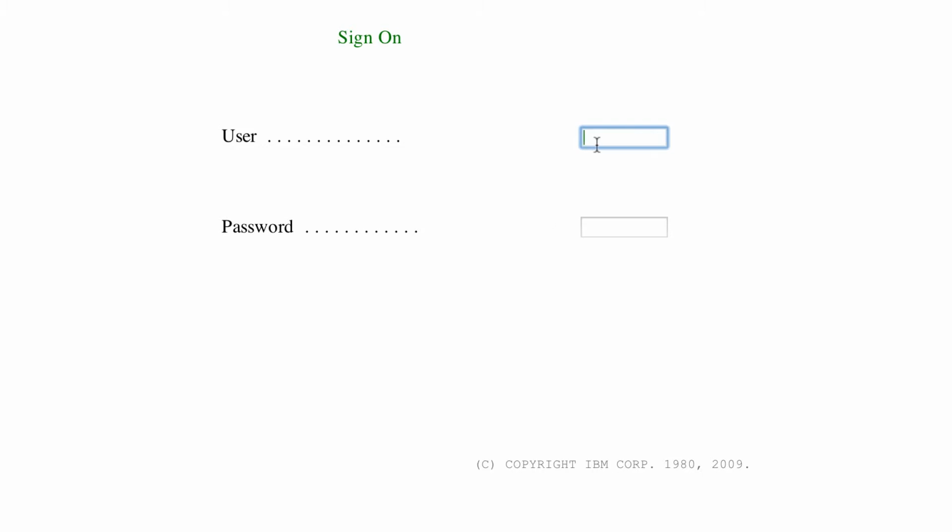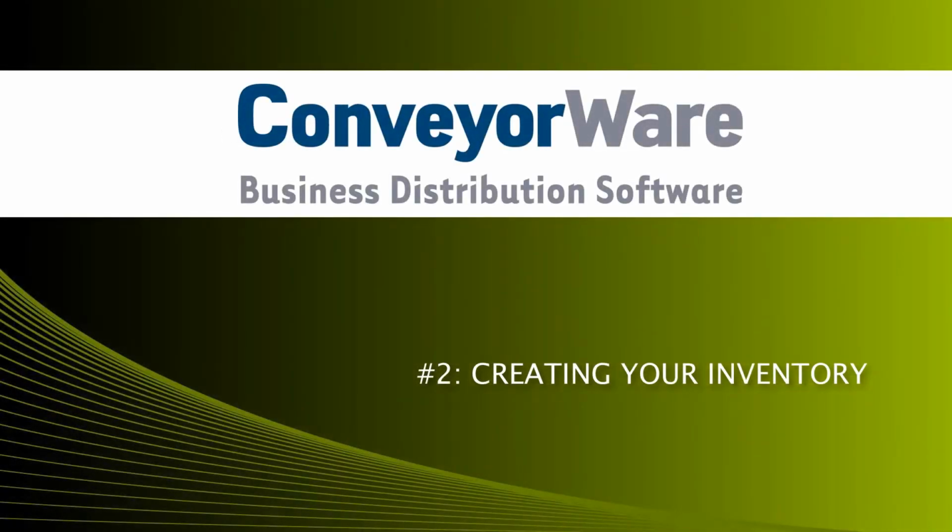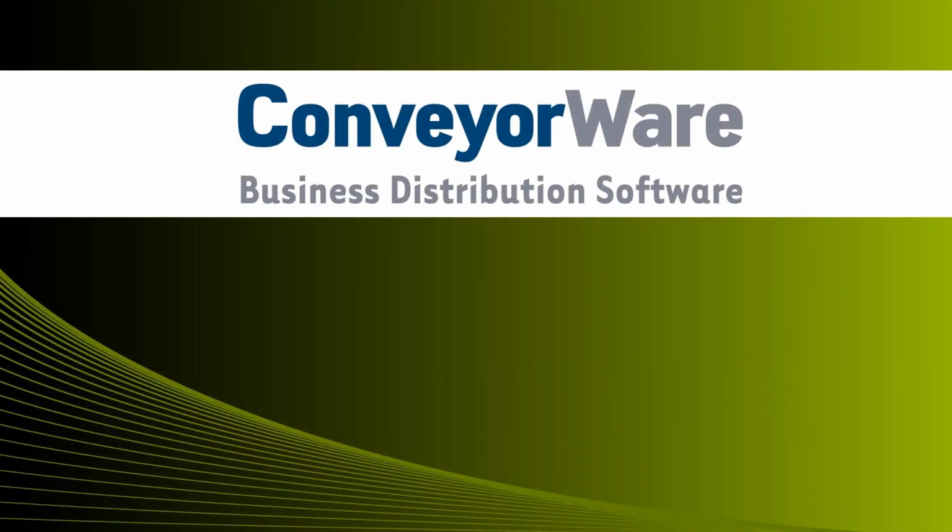From now on, you can log in using your general username and password instead of your admin information. You should only use the admin login when you want to edit or add vital company information. If you are having trouble, use F1 Help or refer to your user manual. We suggest after watching this video, you go in and set up your company. Once your company is set up, move on to ConveyorWare's tutorial number 2, Creating Your Inventory.